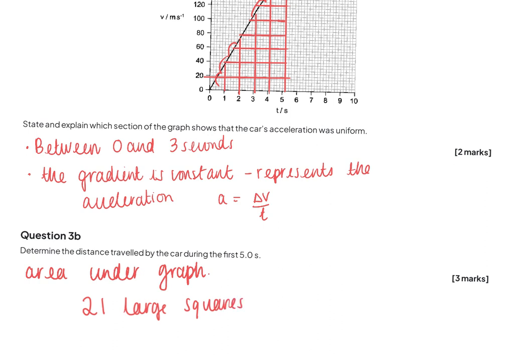The value of a large square is 20 meters per second times 1 second. So each square is worth 20. And then what we do is we do our 21 times our 20, and you get 420 meters. So any answer for this question was acceptable in the range 420 to 460. I have not seen this style of question on a WJEC exam question paper. It does seem to come up though in AQA.